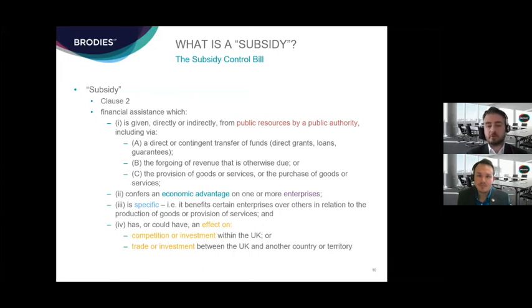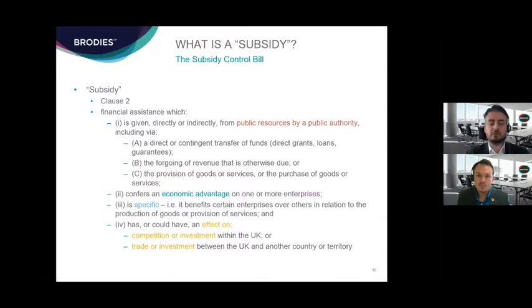And we're going to come back to all the coloured text, so I'm just going to skip over some of this, but you can see how it all fits together. And that includes by direct or contingent transfer of funds, so direct grants, or contingent being loans, guarantees. Sorry, contingent being guarantees, direct being grants and loans. The foregoing of revenue that is otherwise due to a public authority. So that's, again, consistent with the state aid regime. And potentially also the provision of goods or services, or the purchase of goods or services. Again, not a surprise there. Providing goods or services for undervalue, or buying something for overvalue was always potentially going to be a state aid under the old system.